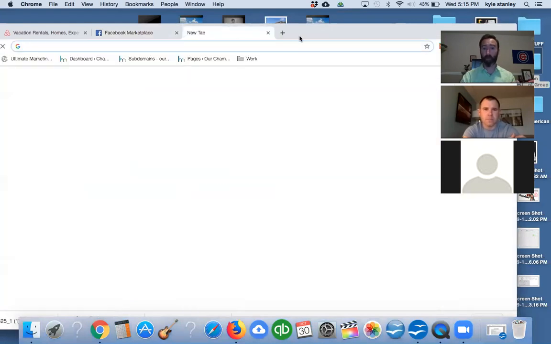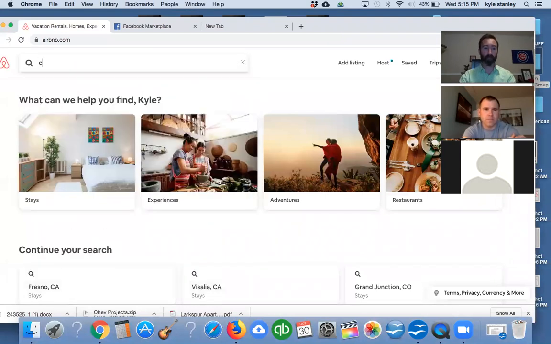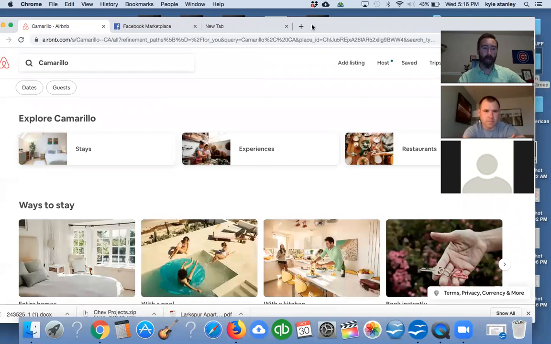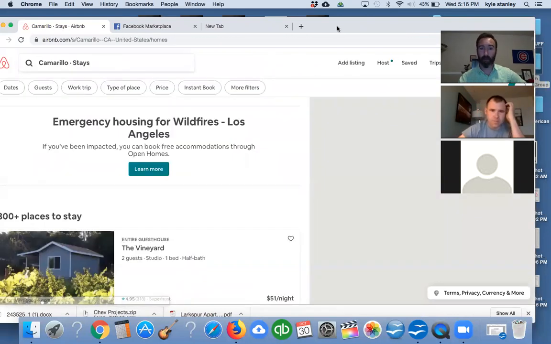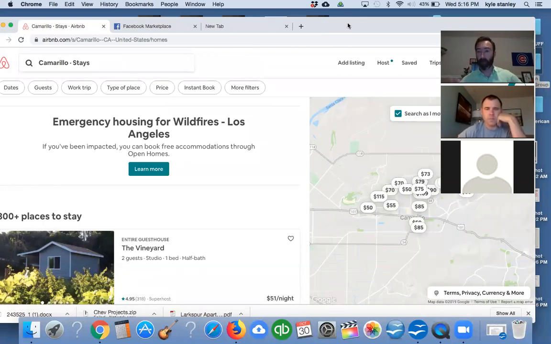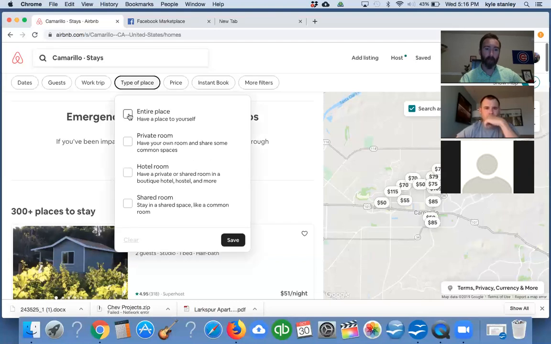Another really good way is just going straight onto Airbnb and typing in your city. So Camarillo, California, and we're going to go to stays. When you go on Airbnb, don't pick any dates. If you pick dates and that place isn't available that day, then it's not going to show up and you might miss it. Okay. So what I'm doing here is I'm going to go to type of place, entire place.